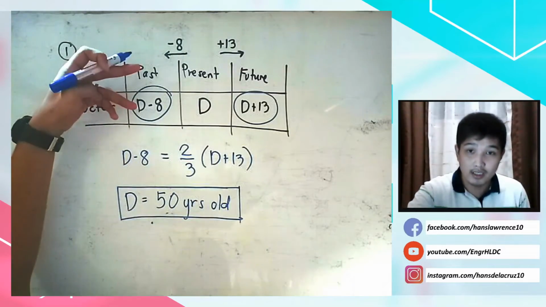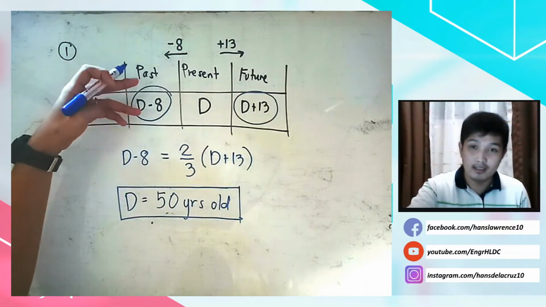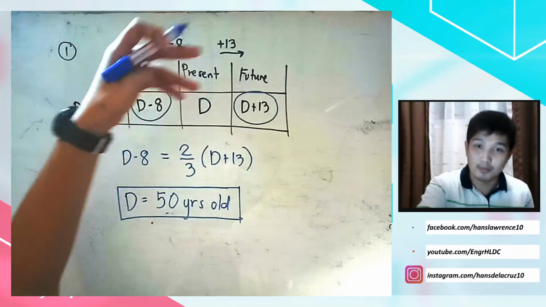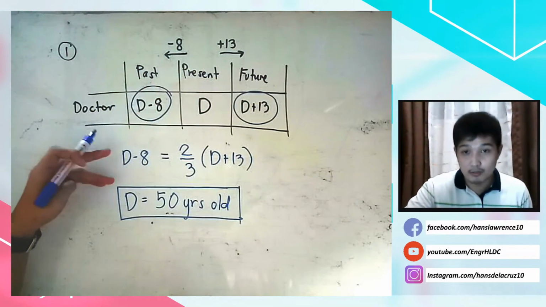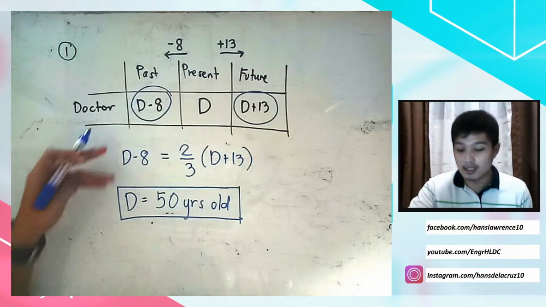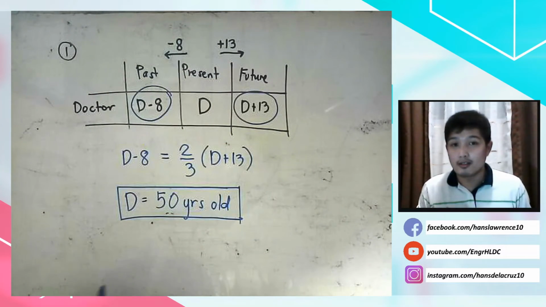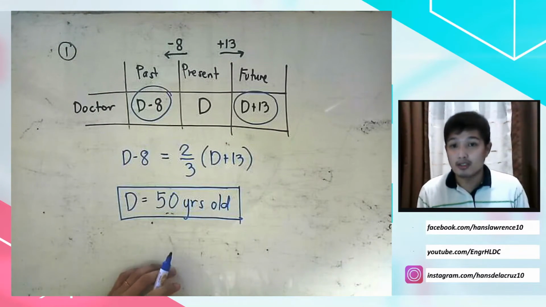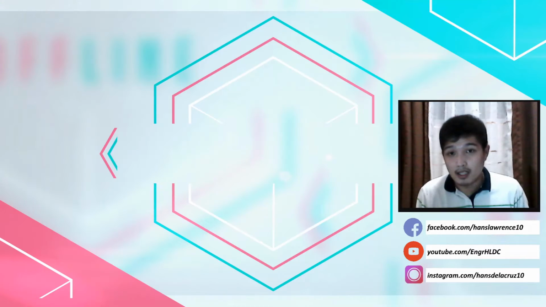So una, i-tabulate lahat ng data provided. Kung nangyari man meron sa past, sa present, sa future, lahat yung ilagay. And then saka natin i-convert into an algebraic expression. Saka natin masasolve ngayon yung hinahanap. Okay, so mas maganda, apply naman natin ulit ito sa next sample problem natin.